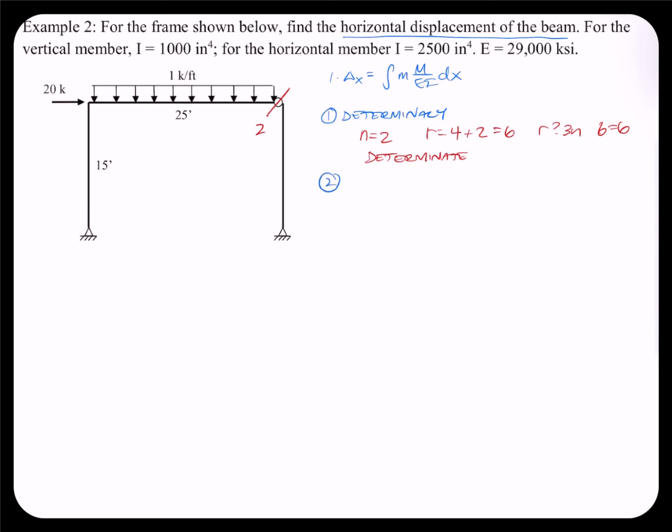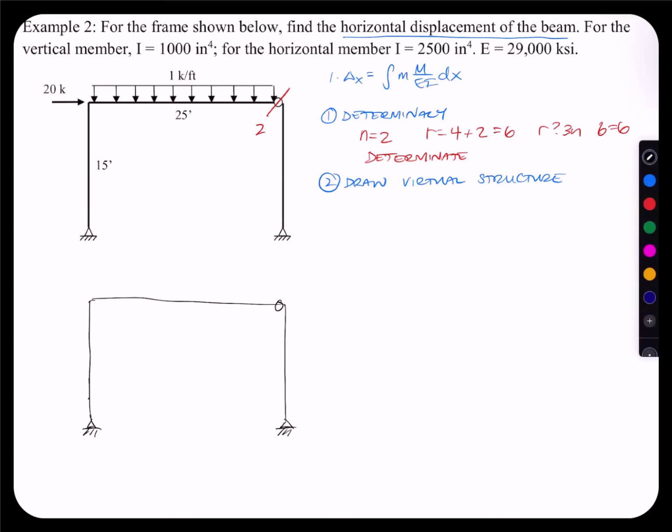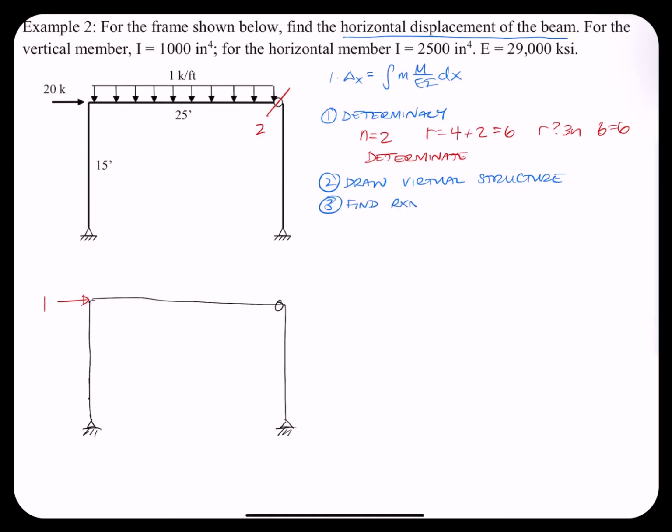Before I jump to that, though, I am going to draw my virtual structure. Again, same geometry, same boundary conditions. So 2 pins, a hinge, and we need our virtual load, which I am going to put at the top of the beam to calculate that horizontal displacement. Our next step is going to be to find the reactions using equilibrium for both the real and the virtual.